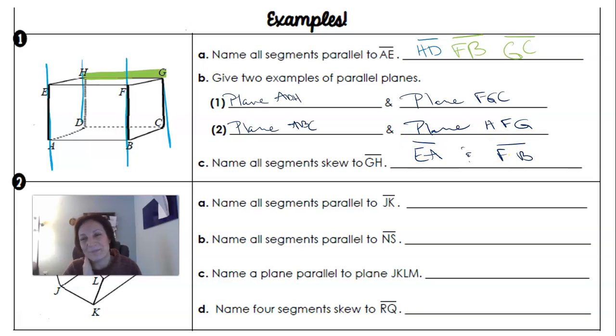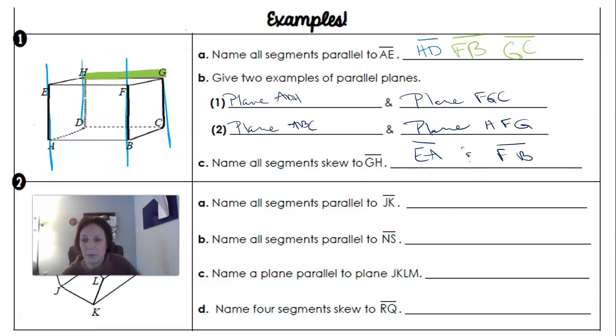Okay. All right, now this next one is all for you to try. So the next thing that's going to happen is you're going to see a bunch of questions pop up. You're going to see A, B, C, D, those exact questions, and give them a shot, answer them. In D, it says name 4 segments skew to RQ.